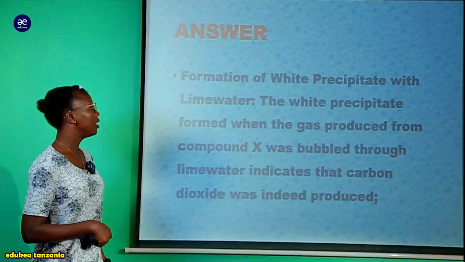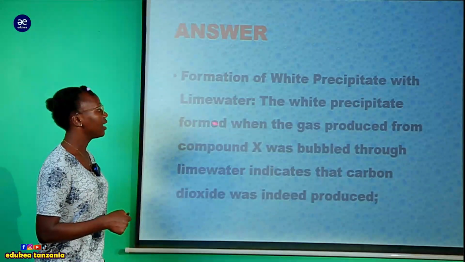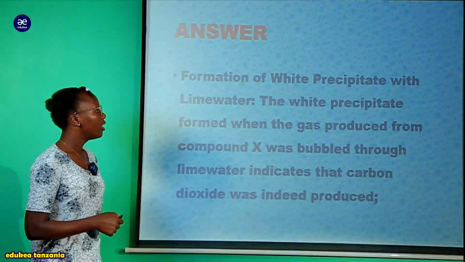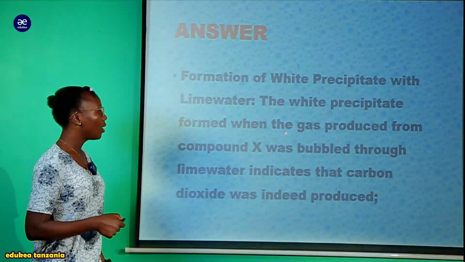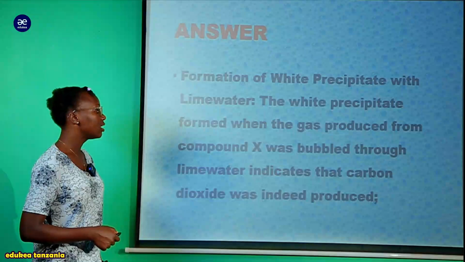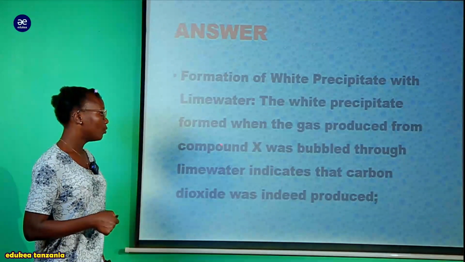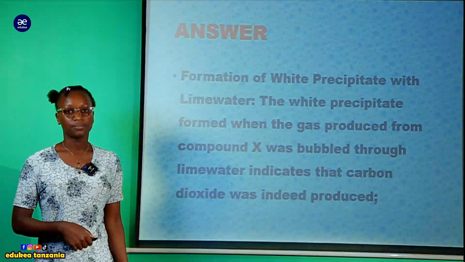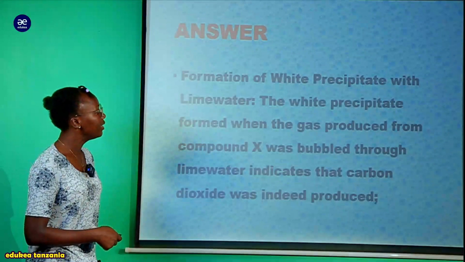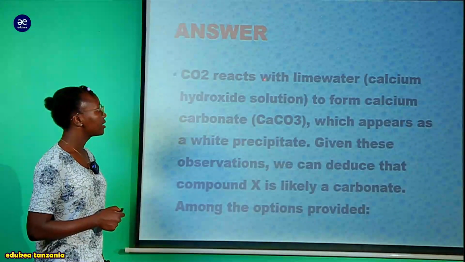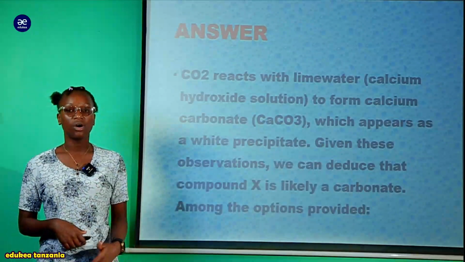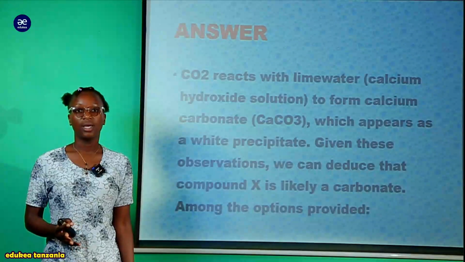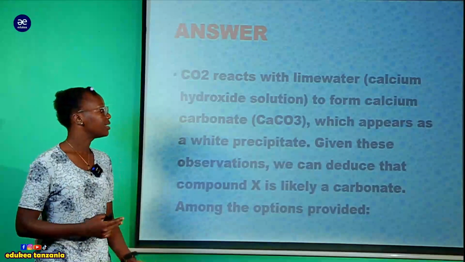So you can see that now let us see the formation of white precipitate with the lime water. Ile PPT ilivyokuwa formed with the lime water. So the white precipitate formed when the gas produced from the compound X was bubbled through the lime water indicates that carbon dioxide was indeed produced. Carbon dioxide reacts with the lime water, ambayo lime water obviously ni calcium hydroxide solution. This is your task to know what is lime water. Hizi ni kazi zako wewe.